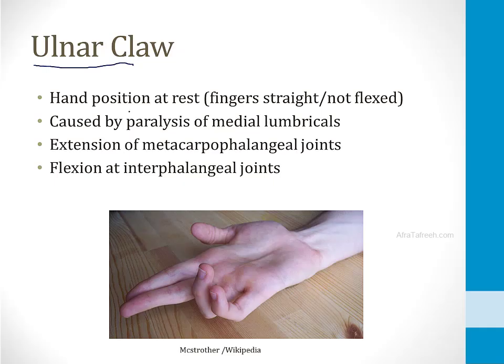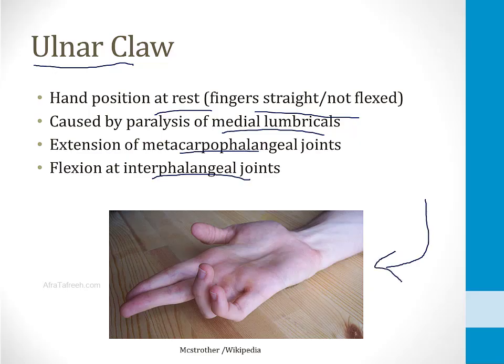This position occurs when the patient has their hand at rest with the fingers straight and not flexed. Because of paralysis of the medial lumbricals, which are the lumbricals closest to the little finger, there will be extension of the MCP joints and flexion at the IP joints, and that will give an appearance like what's shown on the screen here, which is called the ulnar claw.